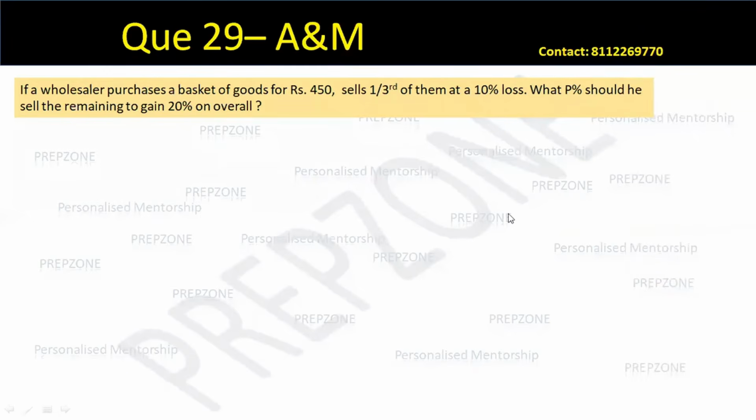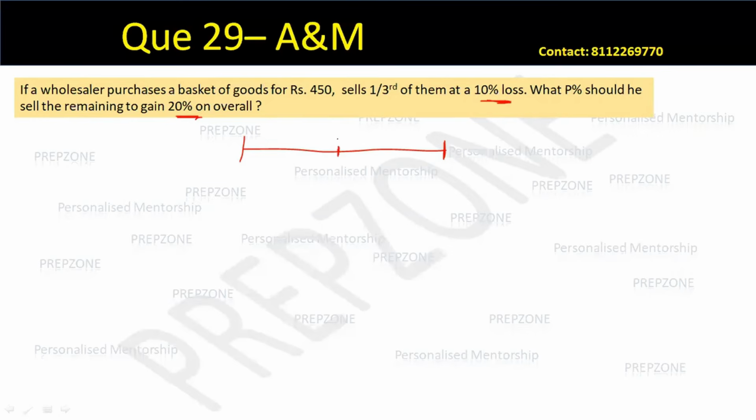So sir, I took 0.9 on the line, which is 1 unit. 1 unit is sold at 0.9. Wait, so okay, what have we been asked? What profit percentage should he sell the remaining at to gain 20% overall? Okay, 1/3 he sells at a 10% loss. And overall he wants a profit of 20%.